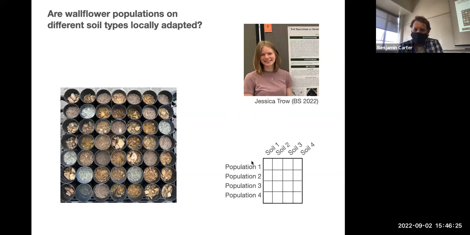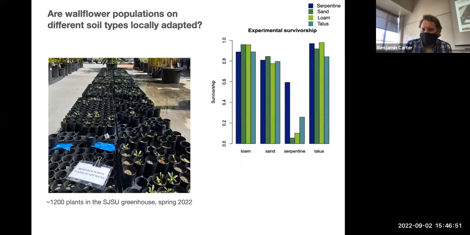It's a very simple design where you take several different populations from several different soil types, and then you grow each population up on each different soil type. So you get every possible combination between population and soil. And then, of course, you replicate that a bunch of times. This is what it looks like. You can see all the different colors of soil that we have in here. We do our greenhouse work up on top of Duncan Hall. If you haven't been up there, there's a bunch of research space. Jessica grew 1,200 plants over the course of last spring and into the summer.